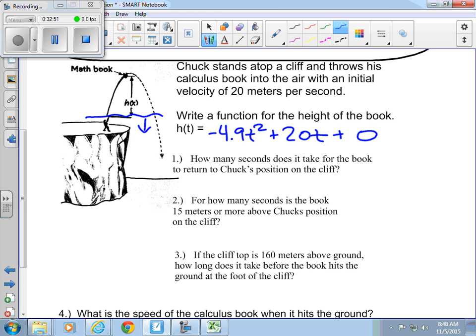How many seconds does it take for the book to return to Chuck's position on the cliff? So the first 3 questions here are algebra questions. They have nothing to do with calculus, but you will be expected to be able to answer them within calculus problems. So we need to make sure you can. How would you find that out? Just graph it. See when it equals 0? Because I want to know when the position is 0, back at Chuck's height.